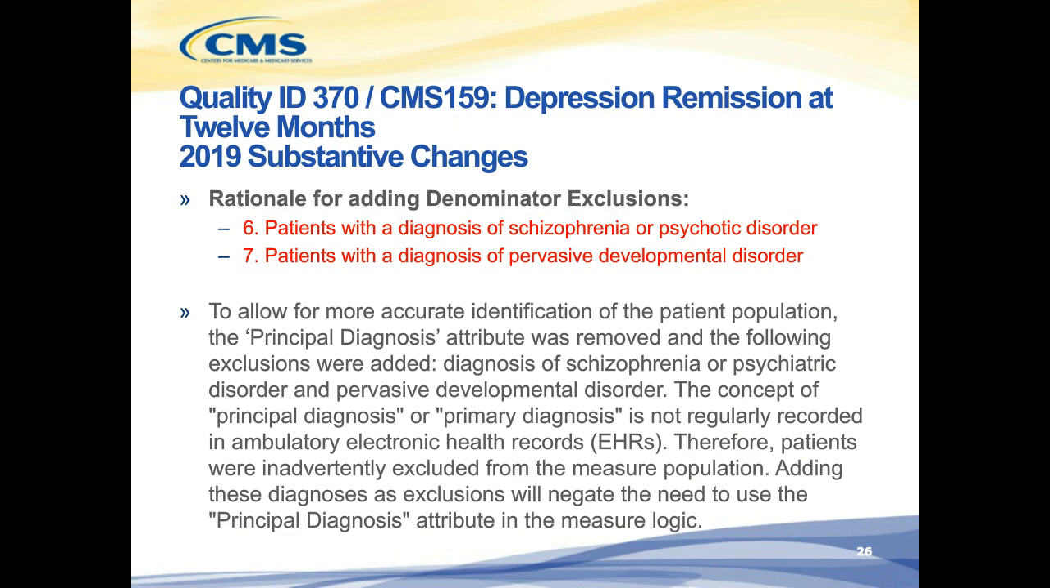Now, adding these diagnoses as exclusions negates the need to use the principal diagnosis attribute in the measure logic. The concept of principal diagnosis or primary diagnosis is not regularly recorded in ambulatory electronic health records. Therefore, patients were inadvertently excluded from the measure. This change allows for more accurate identification of the patient population.